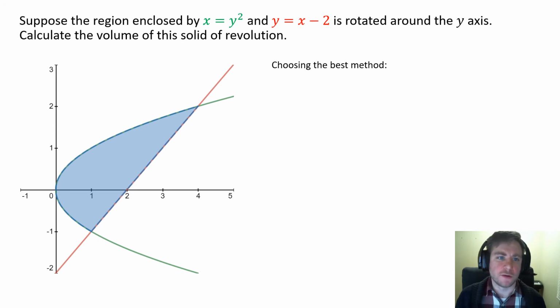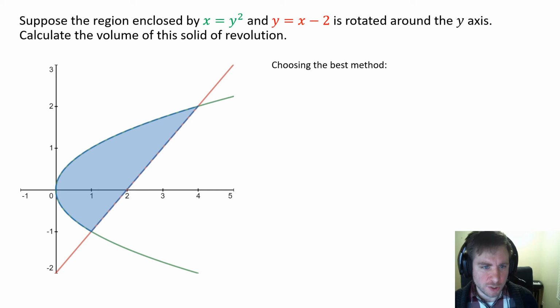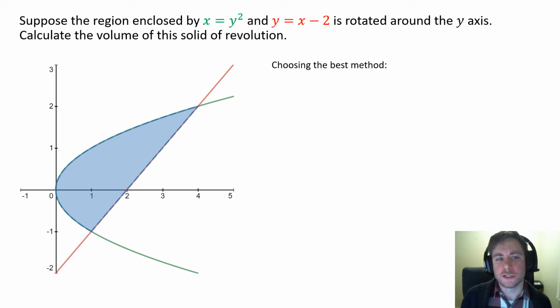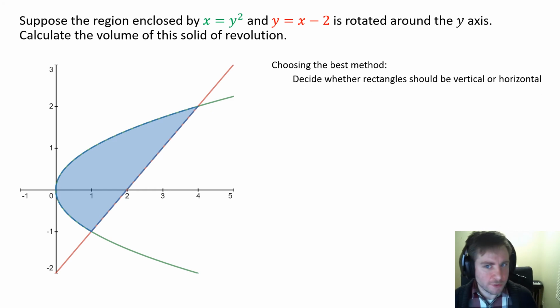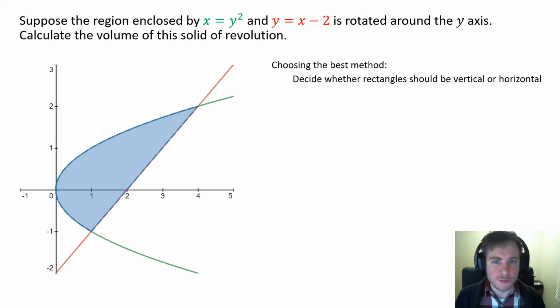Students actually often ask the question of when should I use the disc washer method and when should I use cylindrical shells? But I think that's the wrong question to ask. The right question to ask is whether or not you'd rather use vertical or horizontal rectangles, and then whether or not you get discs, washers, or cylindrical shells will be decided for you. So pause the video and think about whether you'd rather slice this region using vertical or horizontal rectangles. And if you're ready to be spoiled, I'll give you my opinion on this.